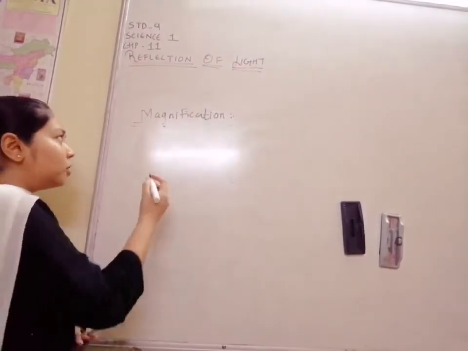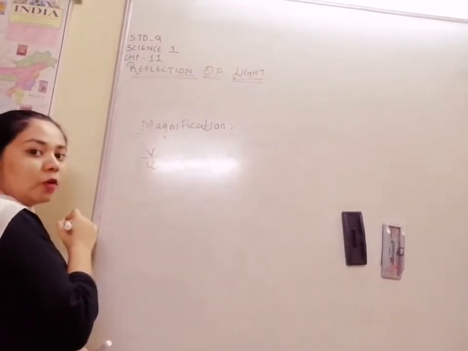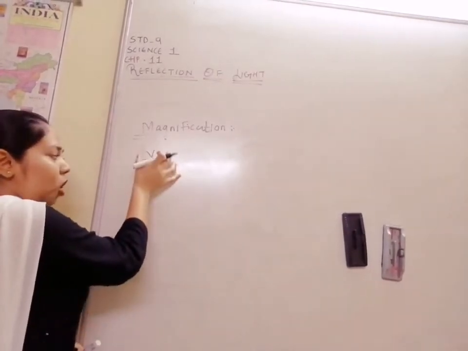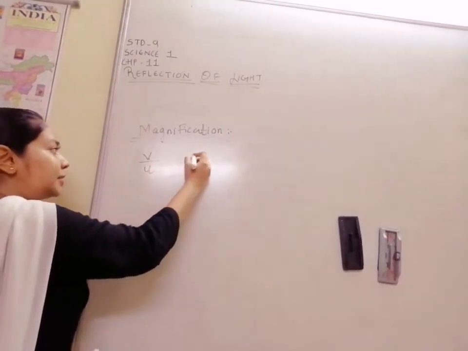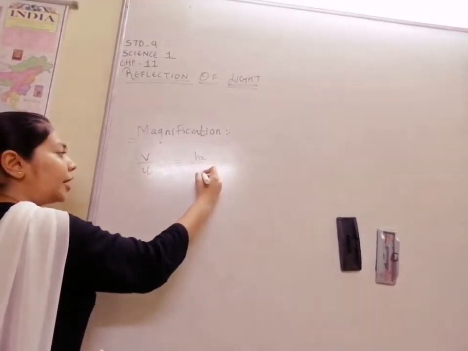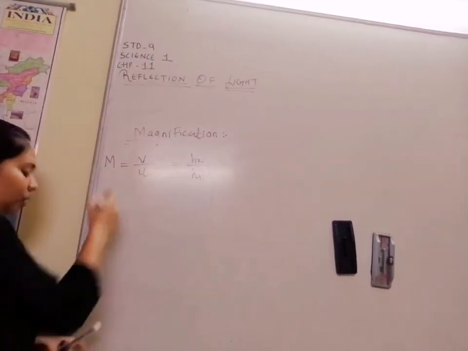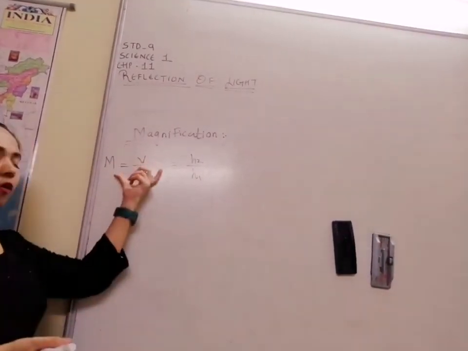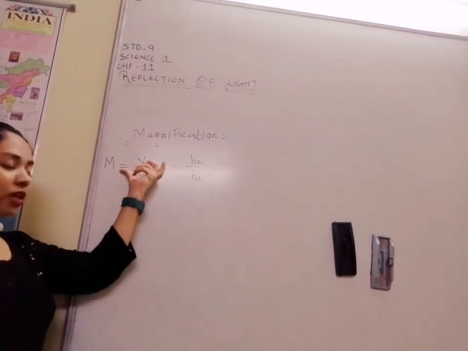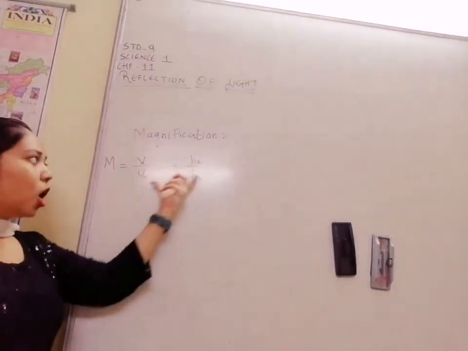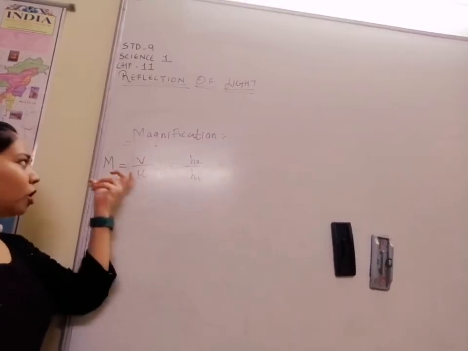So mirror magnification is nothing but v upon u, that is, distance of the image upon distance of the object, or else it can be height of the image upon height of the object. Both can be used for the magnification formula. So that is called magnification.